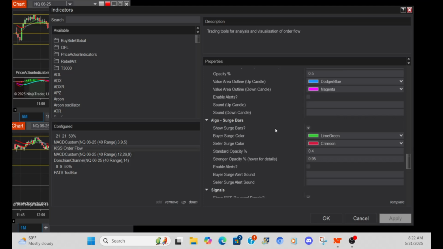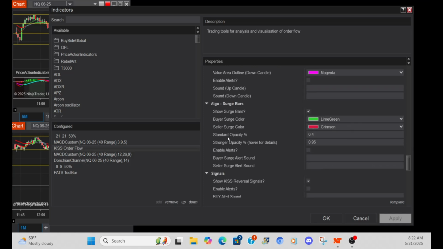Here we go. So surge bars. You have standard opacity percent, that's 0.4 when it comes out, it's 0.75. I put mine to 0.4 just so it stands out a little bit more. And then for the strong one, this is right over here. These are the stronger bars.